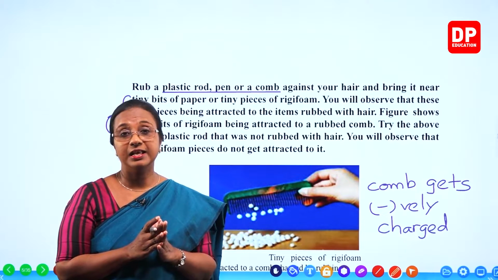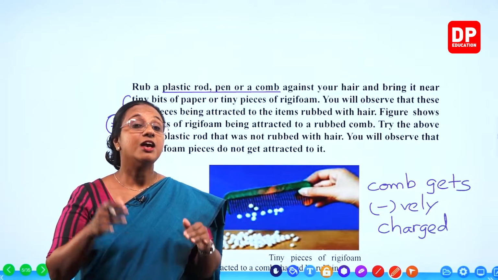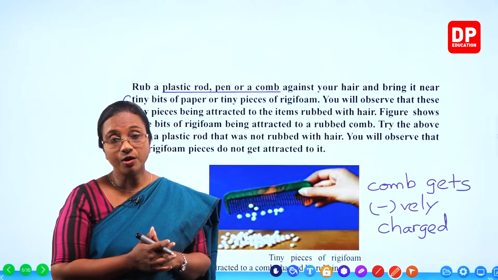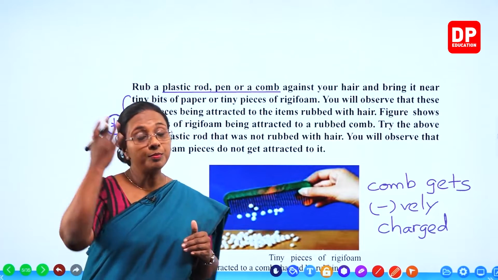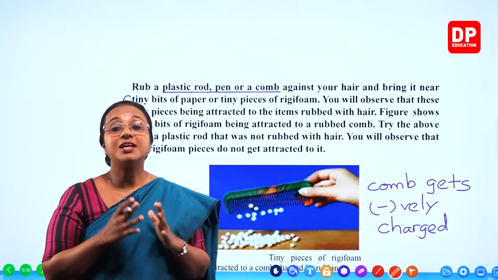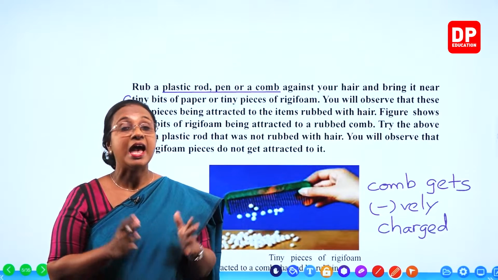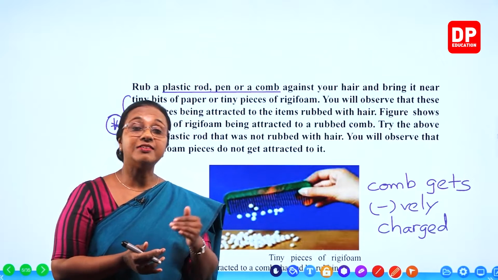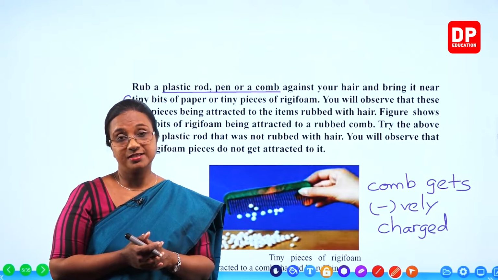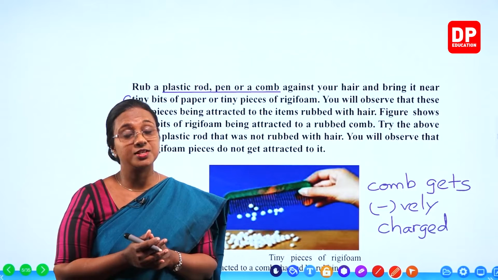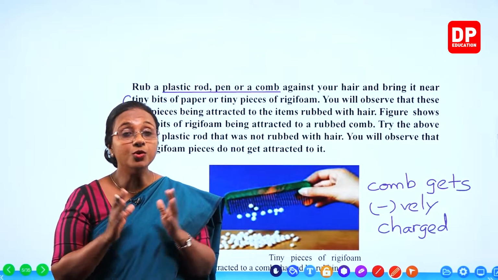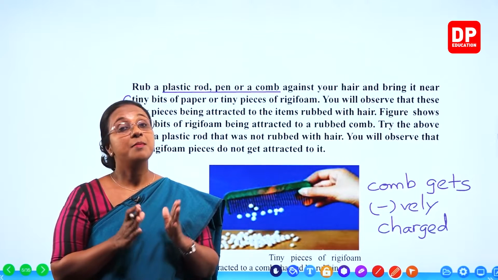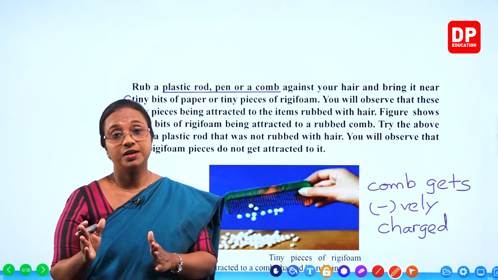So from that, you all can understand that when you rub either a straw with a cotton cloth or a plastic comb on your hair, there are charges formed. And those charges do not move, but they can attract tiny objects like pieces of paper or pieces of Regiform. And those charges are what we call static charges because they don't move.